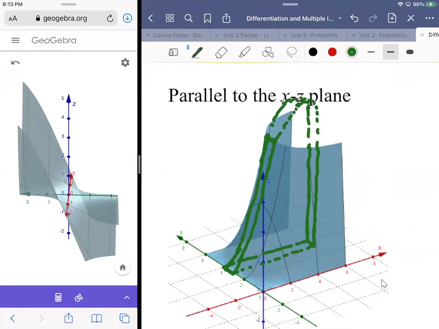But that's not really as important as the idea that it's going to be a curve with some kind of thickness, and that thickness is going to be related to the y-axis. So that's my dy. Oh, that's supposed to be green.